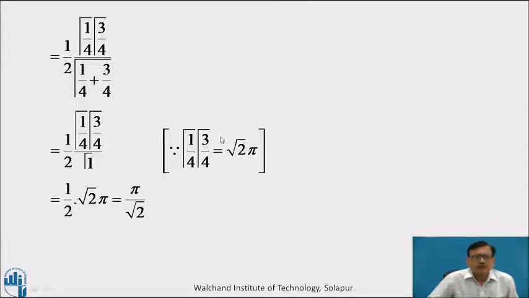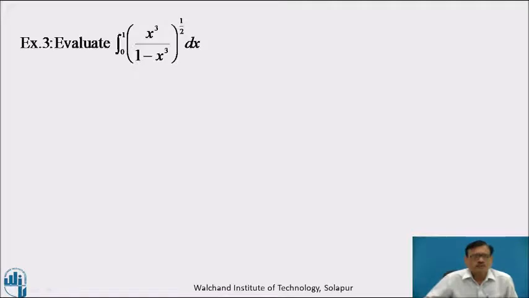This is what the property of gamma function, which is equal to 1 by 2 as it is, and gamma of 1 by 4 into gamma of 3 by 4 is root 2 pi, and gamma of 1 is 1, that is equal to pi by root 2. This is what the value of the given integral. Now we will see one more example.